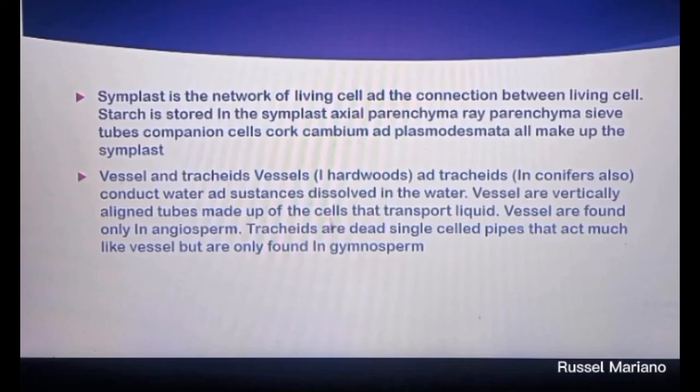Vessels and tracheids. Vessels in hardwoods and tracheids in conifers also conduct water and substances dissolved in the water. Vessels are vertically aligned tubes made up of cells that transport liquid. Vessels are found only in angiosperms. Tracheids are dead single-celled pipes that act much like vessels but are only found in gymnosperms.